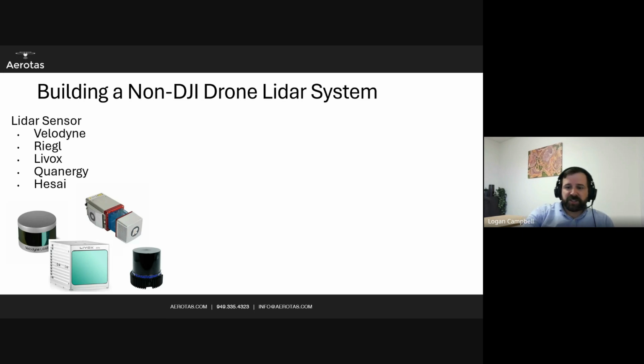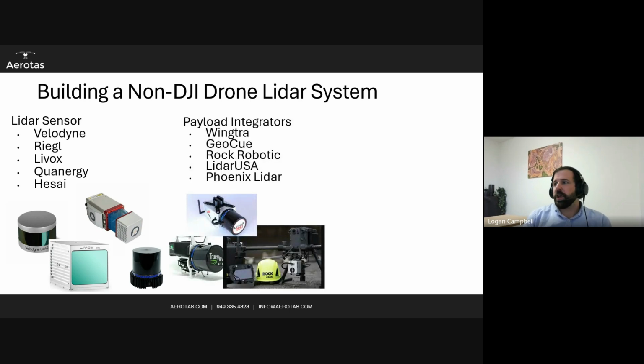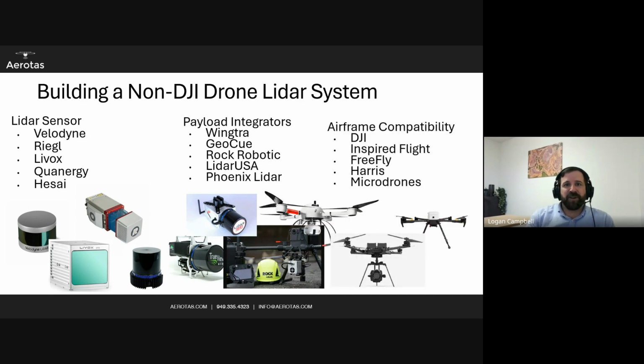And then the LiDAR sensor itself gets integrated into a payload. Companies like Wingtra, GeoCue, Rock Robotic, LiDAR USA, Phoenix LiDAR actually make the LiDAR drones themselves. Oh, I just got a question on there. What's the best DoD or NDAA compliant non-DJI drone? That's a really, really, really tricky question because of this slide right here. You need the LiDAR sensor, the payload integration, and then you need the airframe itself.